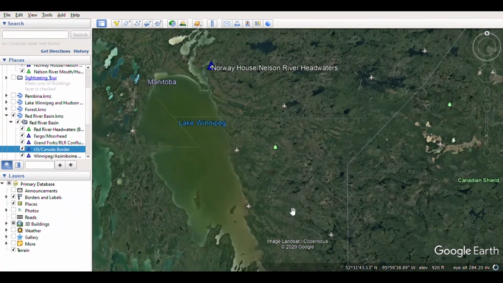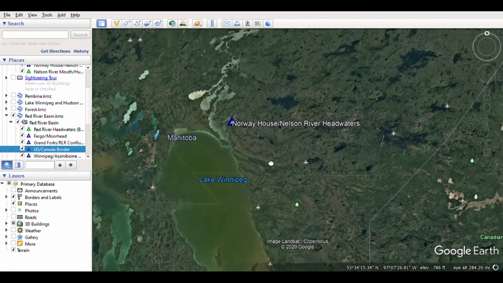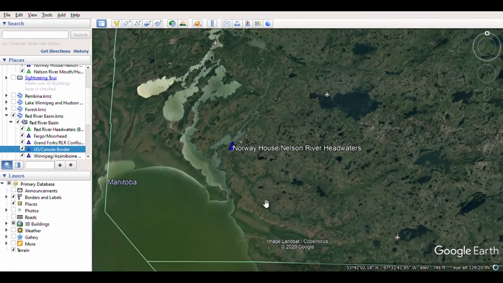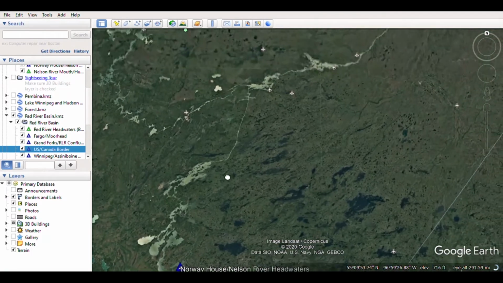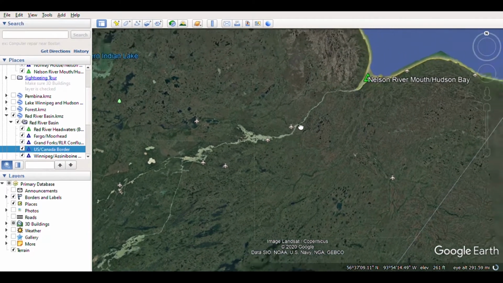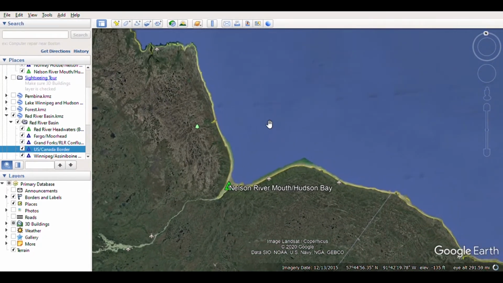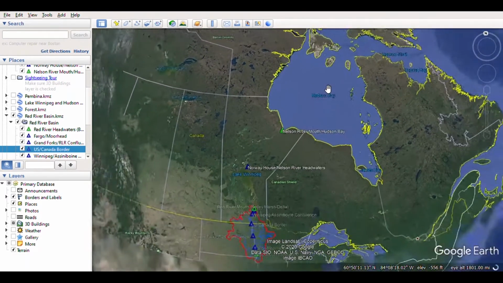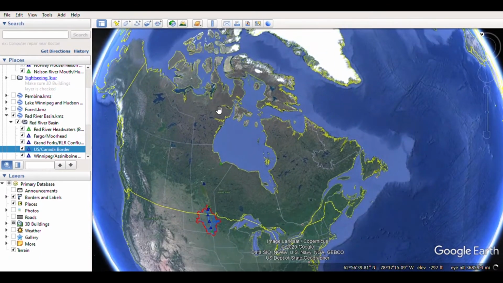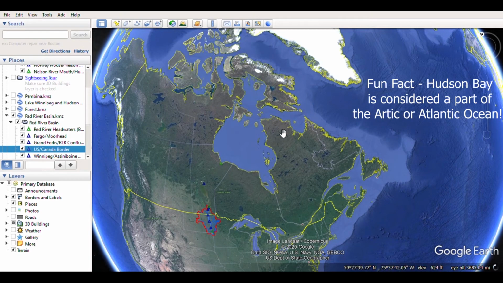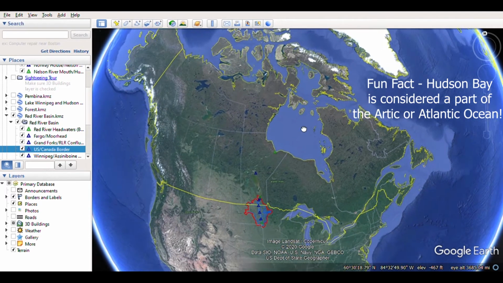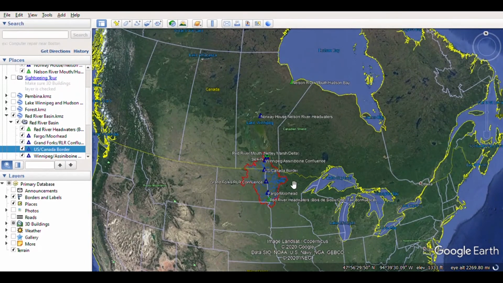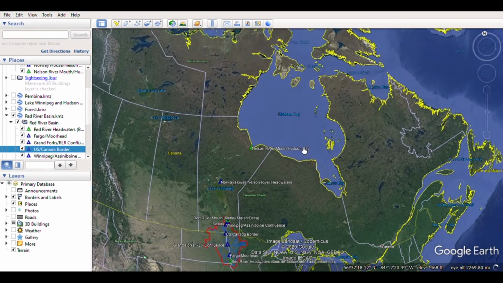So as the water is flowing through Lake Winnipeg, it actually starts a new river at the very north end of the lake called the Nelson River. The Nelson River flows north again through Canada, and it eventually makes its way to Hudson Bay. And as we zoom out here, you can see how big Hudson Bay is. And as we zoom out further, we can see that Hudson Bay is indeed part of the Arctic Ocean. And all the oceans are connected, so your canoe from your local river can make its way all the way up to Hudson Bay and eventually to the Atlantic Ocean.